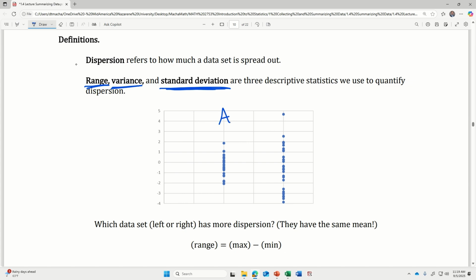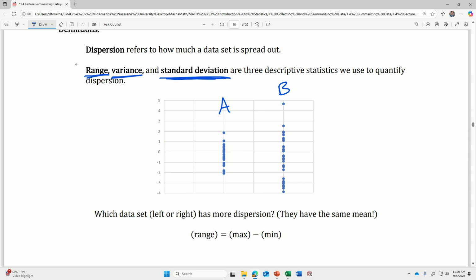So I've got data set A and data set B in this picture here. Which one would you say has more dispersion? Which one is more dispersed? B. B is more dispersed. A and B have exactly the same mean, so they have kind of the same center, same sample mean of the data set. But you're right, B is more dispersed. It's more spread out.